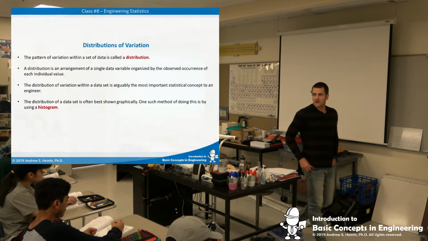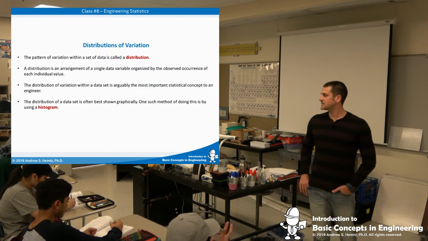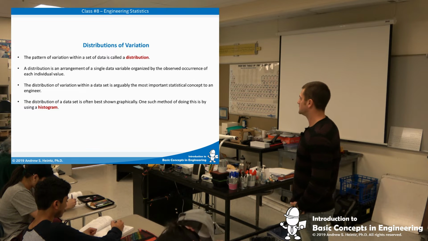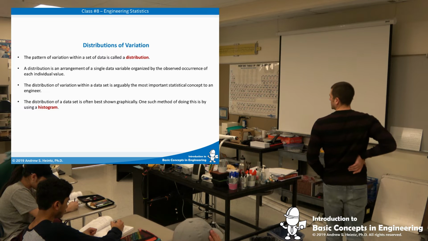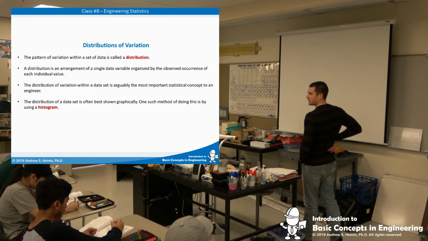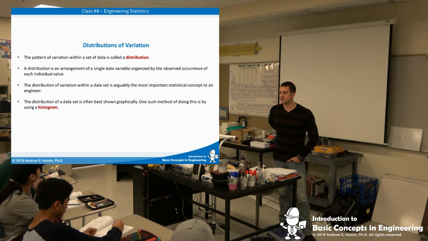Right, so the pattern of variation within a set of data is called the distribution. A distribution is really just a pictorial arrangement of the data. But do we look at all the data together? Or do we look at just one part of it?